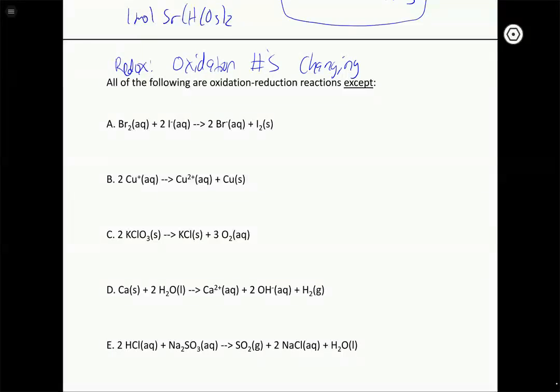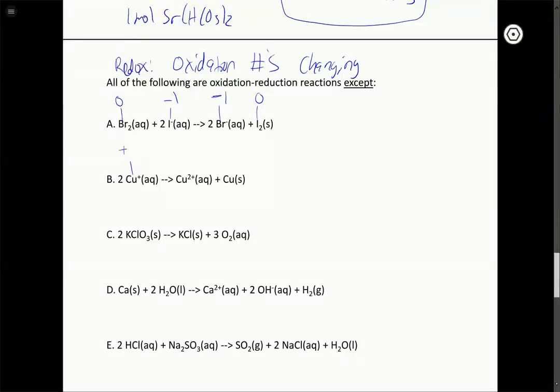So the long way to do this problem, which I'll show you, is that we can take all these reactants and products in these 5 reactions, assign the oxidation numbers, and check whether they change between the reactant and product side. Br2 is an element by itself, so it's going to be 0, and we have -1, and then on the product side bromine becomes -1 and iodine becomes 0. So each of them is changing. Bromine is going from 0 to -1, iodine is going from -1 to 0, so this is a redox reaction.